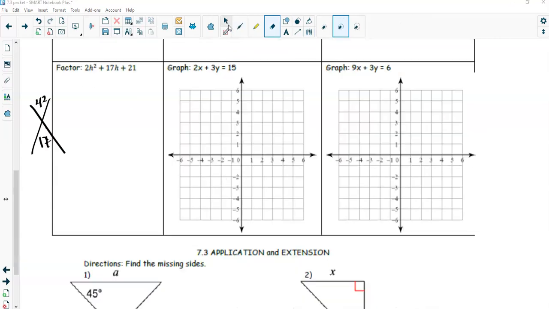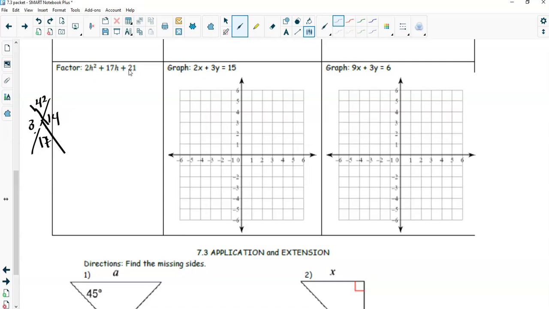All right. Here's another one where they asked me to factor. What I want to do is multiply a times c. 2 times 21 is 42. Now, what are the factors of 42 that add up to 17? That would be 3 and 14. 3 times 14 is 42, 3 plus 14 is 17.